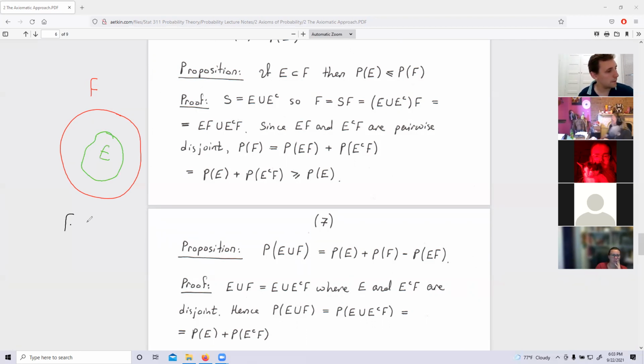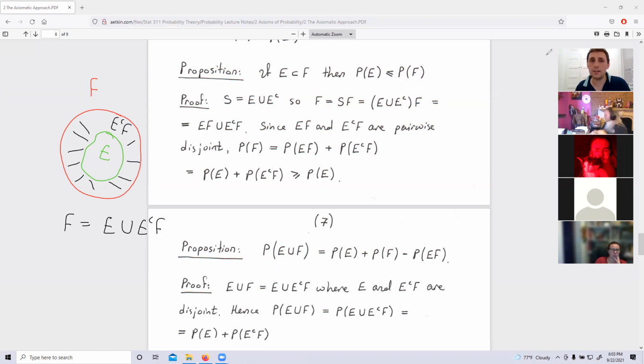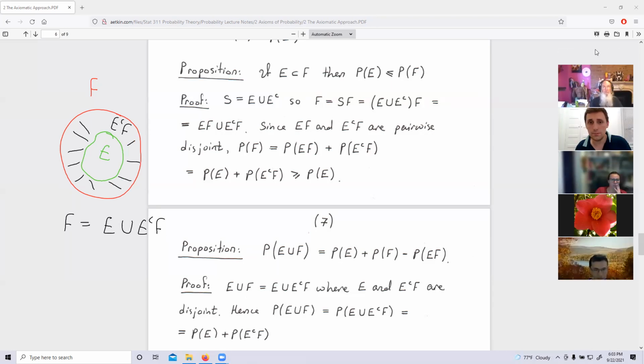F is equal to E union, this here is E complement F. So E complement and F. Do you agree? Because E is a subset of F, that is pretty obvious. And those are disjoint events. E and E complement F naturally are disjoint, just as I drew.